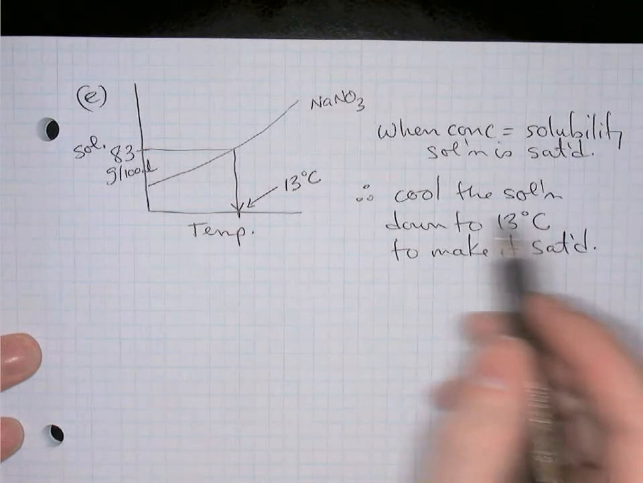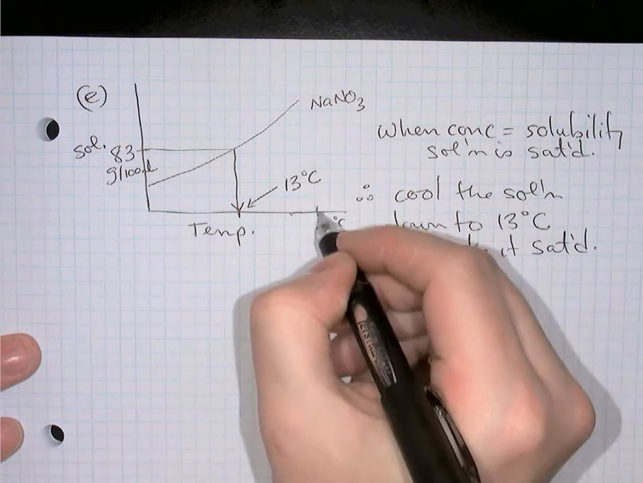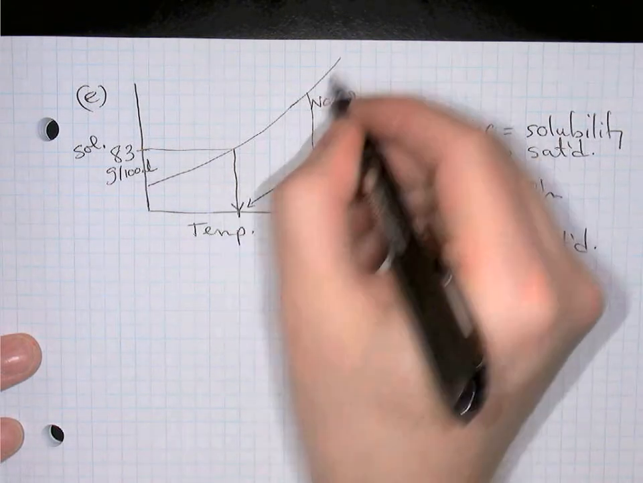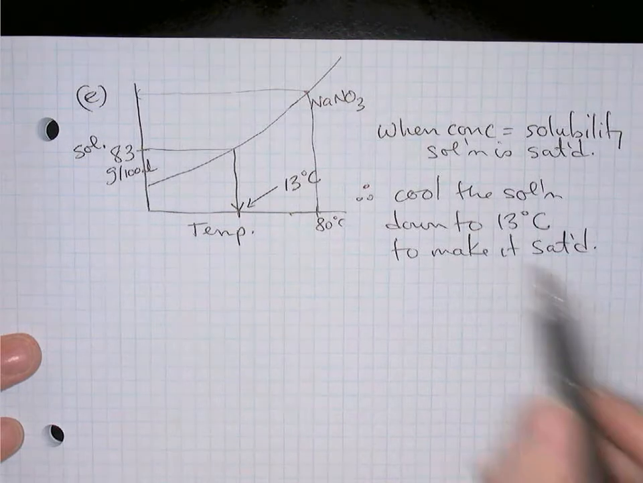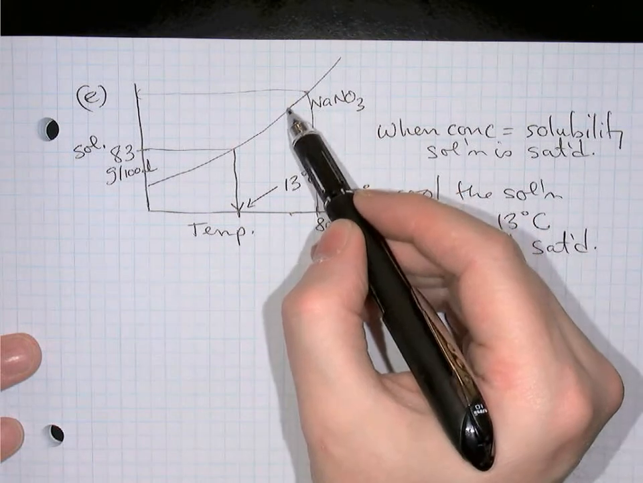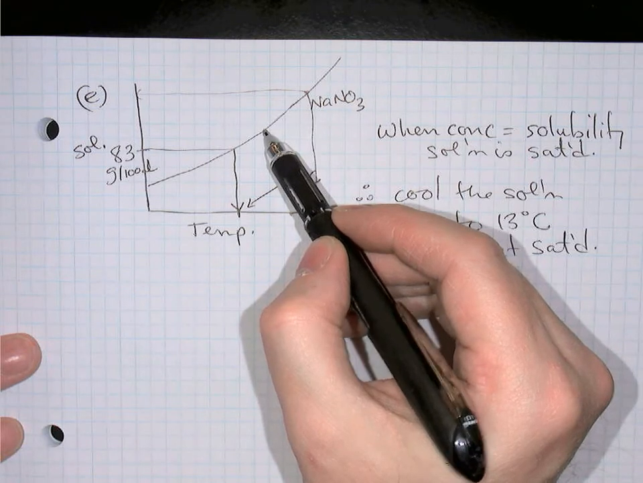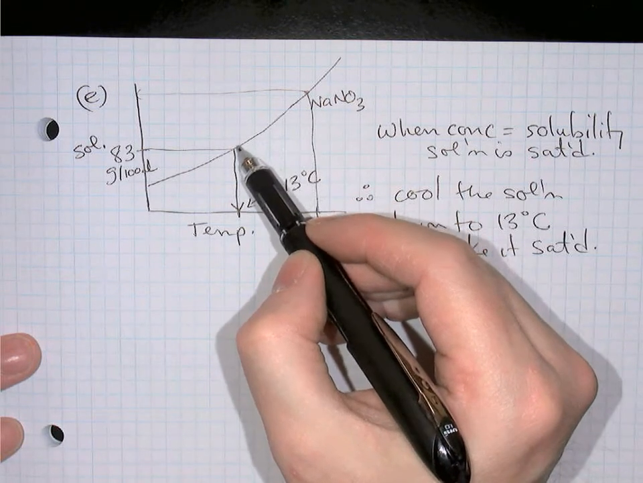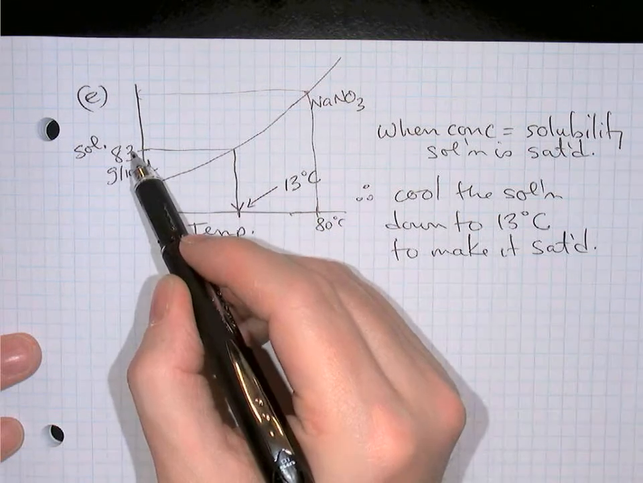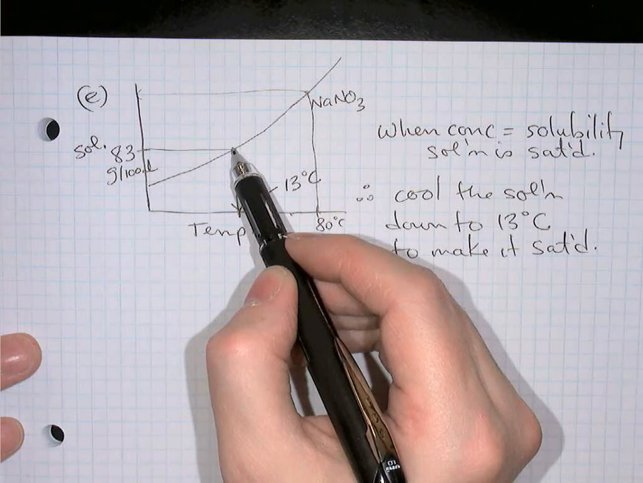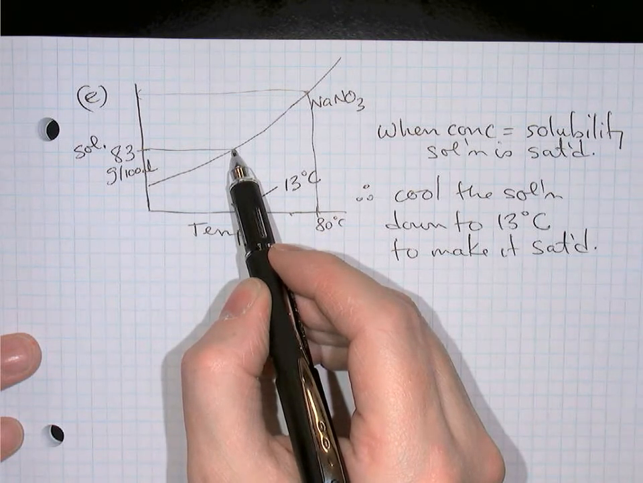Okay, so over at 80 degrees Celsius, which was way over here, our solution's concentration was less than the solubility. But as we cool down, the solubility drops. Nothing is happening in our solution at this point. It's simply cooling. And when we hit this point right here, our solubility is now 83, and that's the same as the concentration. So at 13 degrees, the solution becomes saturated.